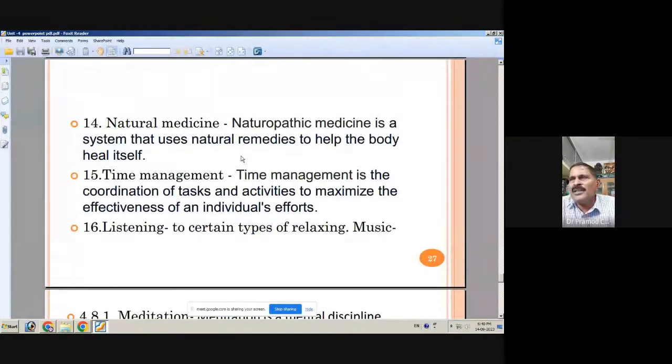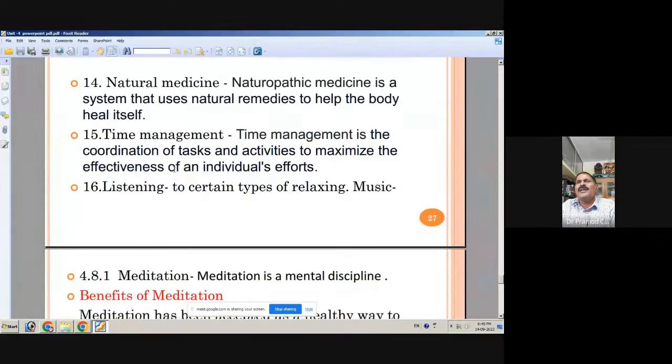Natural medicine, that is naturopathic medicine, is there, and we are always depending upon nature. Nature has resources which can cure all diseases, so automatically we can take naturopathic medicines and get pleasure out of it. Time management: already we have discussed that coordination should be maintained and we should have effective behaviors, and we will have to get maximum effectiveness from our own efforts.